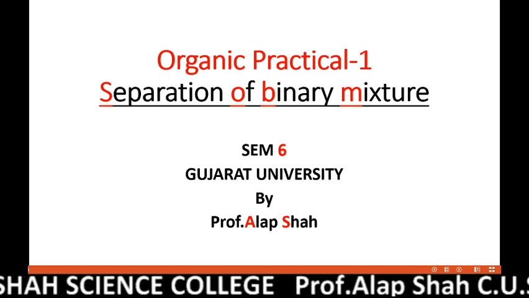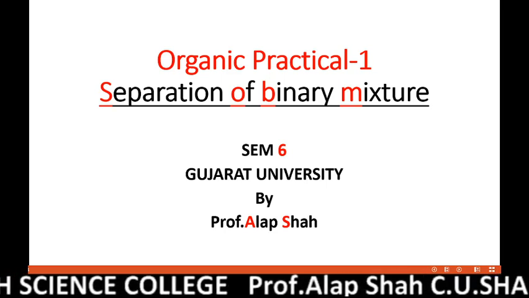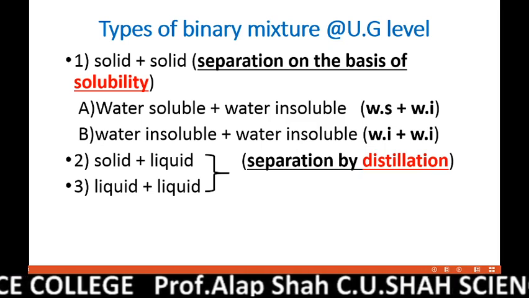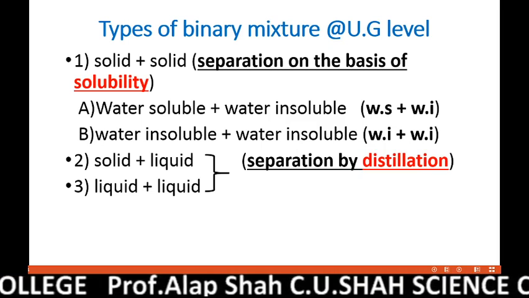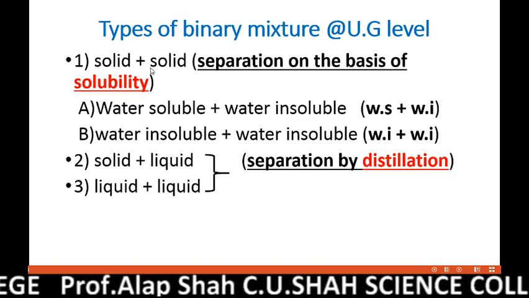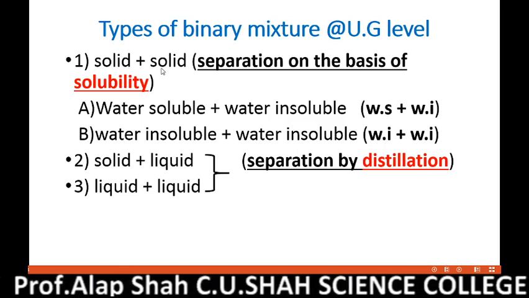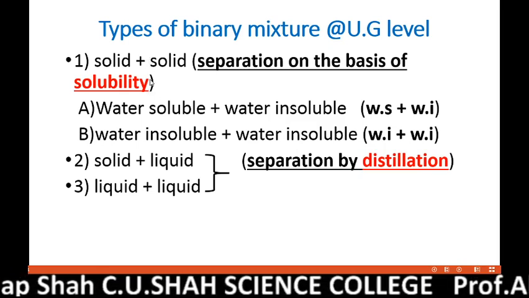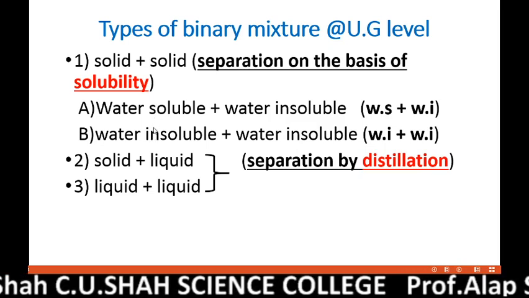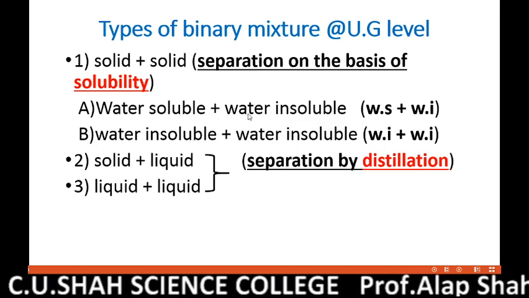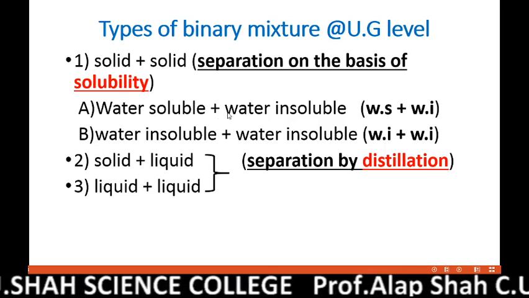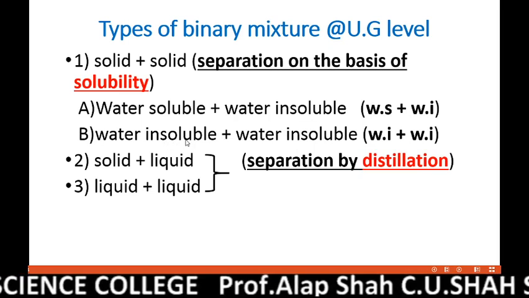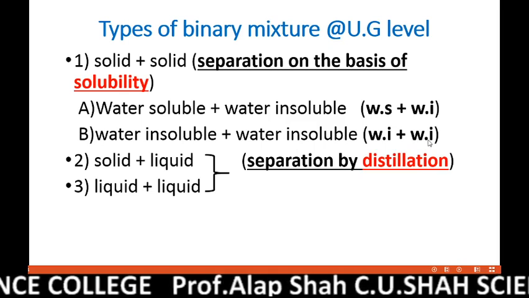So, in this video, first we will discuss some very important concepts for the separation of binary mixture. Now basically these mixtures are of three main types. First type is called solid-solid mixture. Both components of the mixture are in the solid state. Their separation is carried out on the basis of solubility. Such mixture is subcategorized in two different classes. First, water soluble and water insoluble. One component is water soluble and another is water insoluble. So that is water soluble plus water insoluble. And another subclass is both components are water insoluble. So we will say it is water insoluble plus water insoluble.